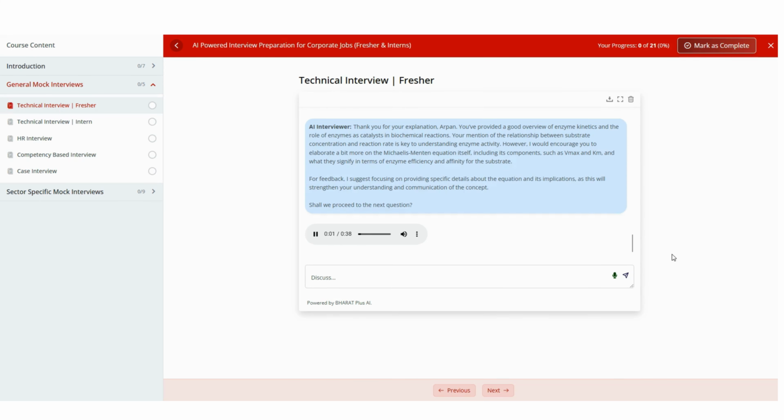Thank you for your explanation, Arpan. You've provided a good overview of enzyme kinetics and the role of enzymes as catalysts in biochemical reactions. Your mention of the relationship between substrate concentration and reaction rate is key to understanding enzyme activity.